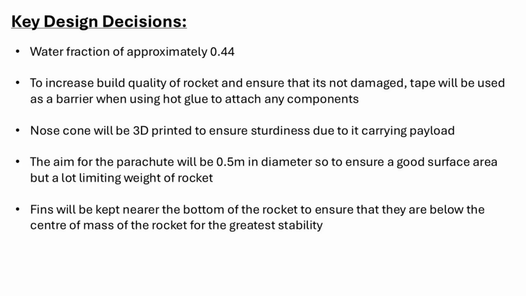To build a good rocket, we needed to have a good design, and we had to have a good build quality. So we decided to use tape as a protection for our bottle as we applied hot glue. We also decided that our nose cone should be manufactured with 3D printing to increase its durability, therefore protecting our payload better. Our parachute would be 0.5 meters in diameter to ensure a good amount of drag force and not weigh the rocket down too much.